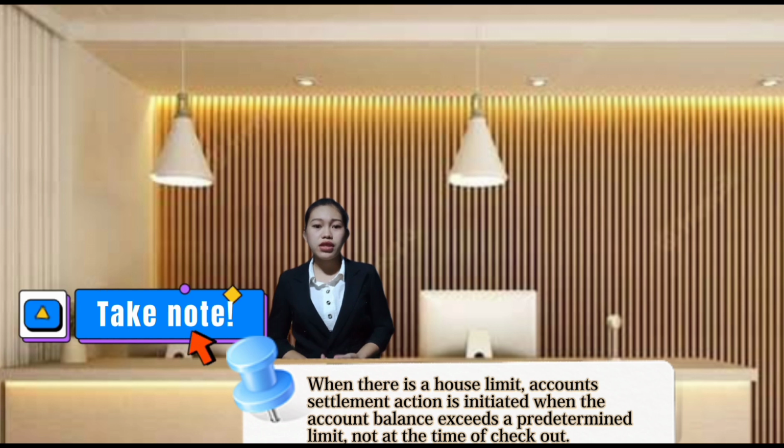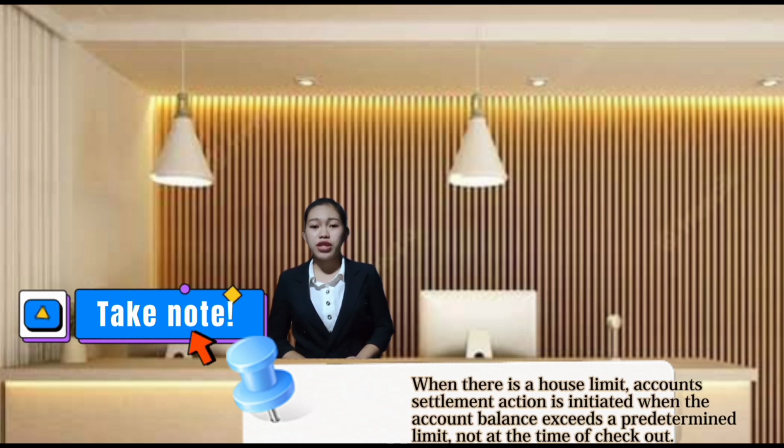However, there is an instance when the front office will ask for the payment of the outstanding balances even though the guest is still in the guest cycle, and that happens when the guest has already reached the house limit, which means that the guest has already spent the amount which they can consume while staying at the hotel and can only then pay on the day of their checkout. For example, if the front office is to enforce the hotel's house limit, a guest who exceeds that limit may be asked to settle part or all of the outstanding balance. When there is a house limit, account settlement action is initiated when the account balance exceeds a predetermined limit, not at the time of the checkout.